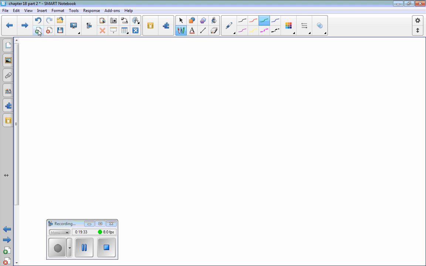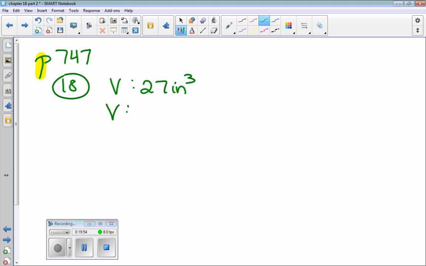So page 747, number 18. This is a good question to do. And then can we do a volume one later? Yeah. All right. So it says the volumes are given. We're told the volume of one is 27 cubic inches. The volume of the second solid is 125 cubic inches. So we know which one's smaller, which one's larger. And we're given the smaller surface area. I'm just going to write it over here with the smaller one so I know. And it says 63. And I want to find the other surface area.